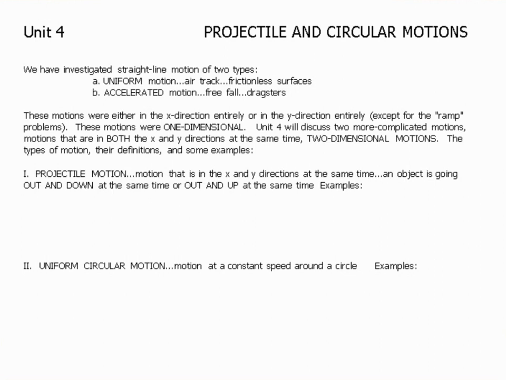So the first is projectile motion. This is motion that is in the x and y directions at the same time. So an object is going out and down at the same time, or out and up at the same time. The motion would look something like this. So here's the object, it's going out and up. Or something else going out and down.